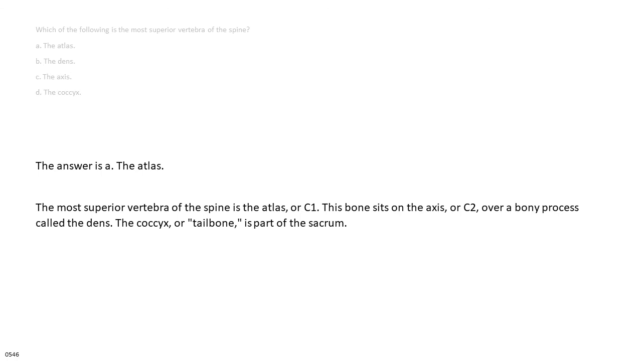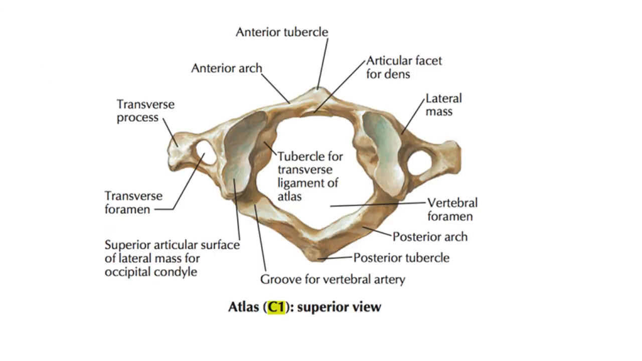The most superior vertebra of the spine is the atlas, or C1. This bone sits on the axis, or C2, over a bony process called the dens. The coccyx, or tailbone, is part of the sacrum.